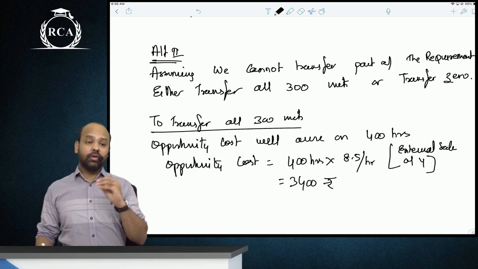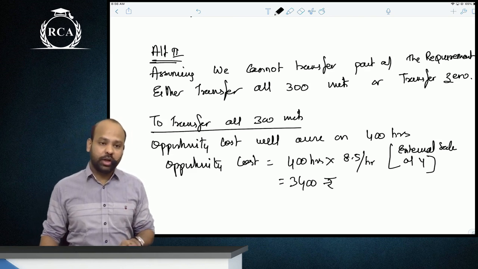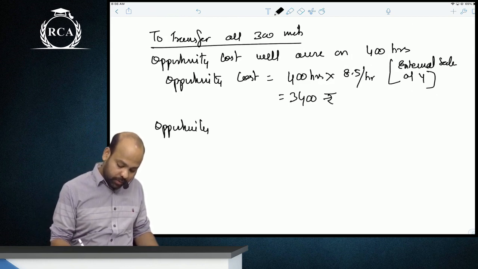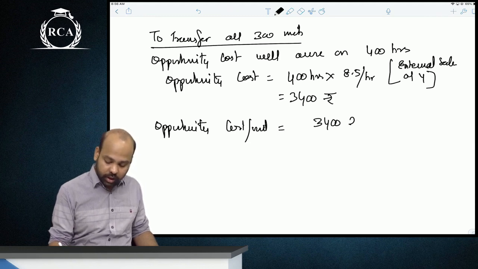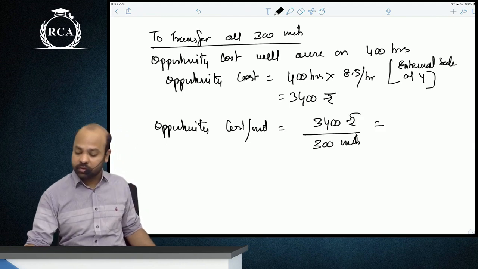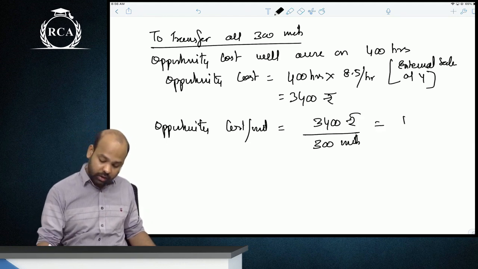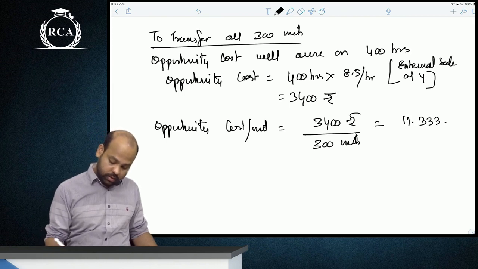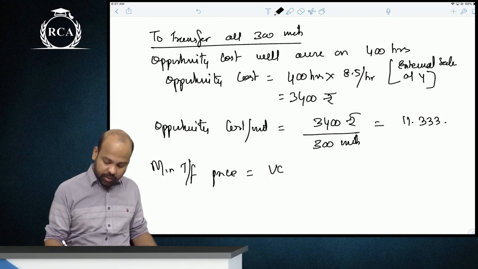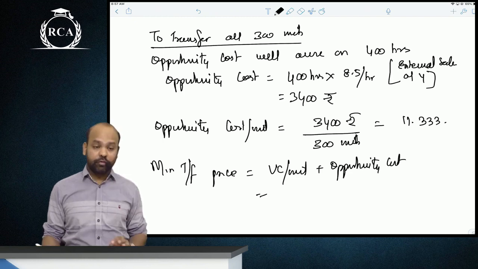If you were to transfer all 300 units, there will be opportunity cost on 400 hours. I will have to allocate the opportunity cost per unit to 300 units. Remember, this is the answer only if the external supplier will not supply. Now, my minimum transfer price would be variable cost per unit plus opportunity cost. We have to forgo contribution on 400 hours.